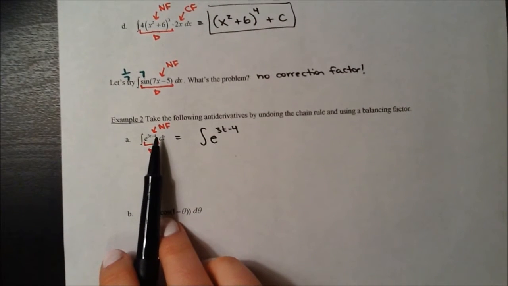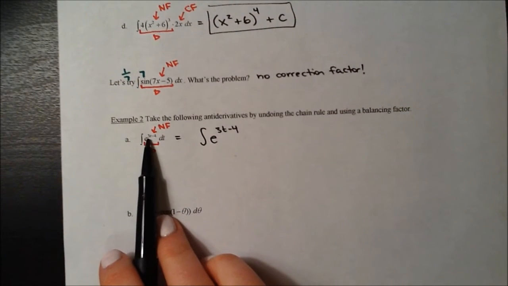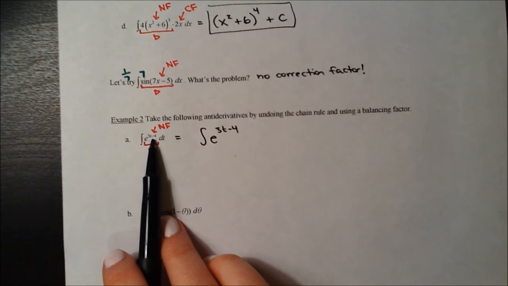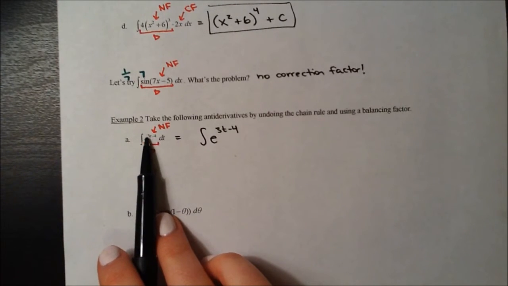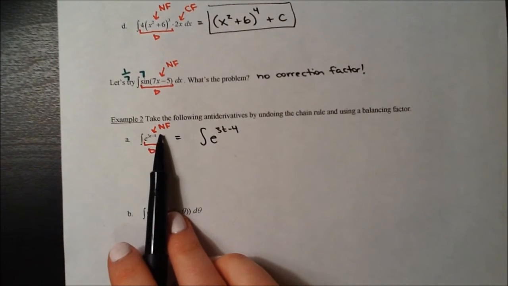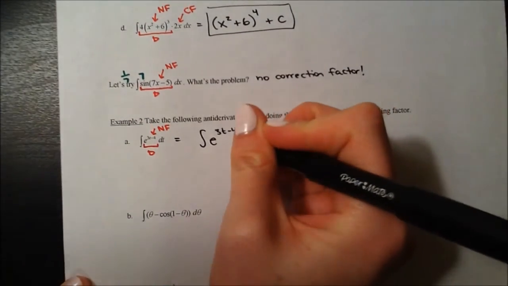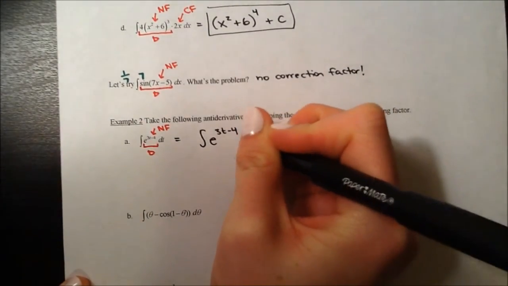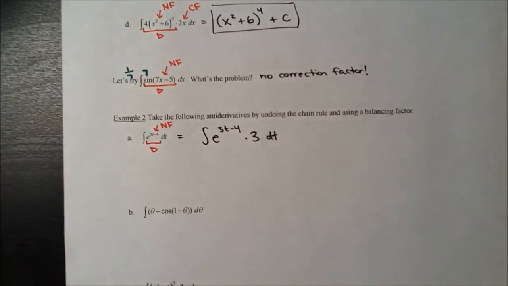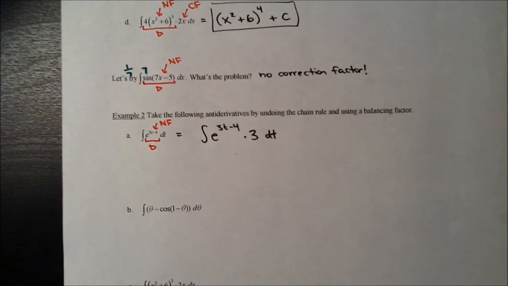So we want to try to figure out, well, if this is our nested function, what correction factor are we expecting to see? And since our nested function is 3t minus 4, which is linear, we're expecting to see a derivative of 3. So what we do is we just throw it in there. We're like, well, we want a 3, we're going to get a 3. However, it doesn't just work that way, that you can just throw things in. You can't just multiply anything you want by 3.